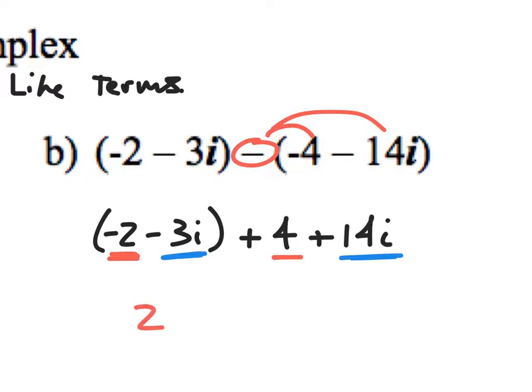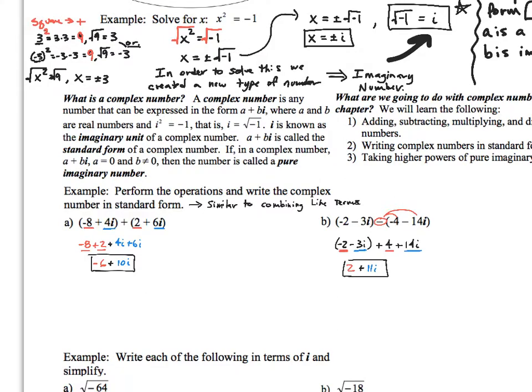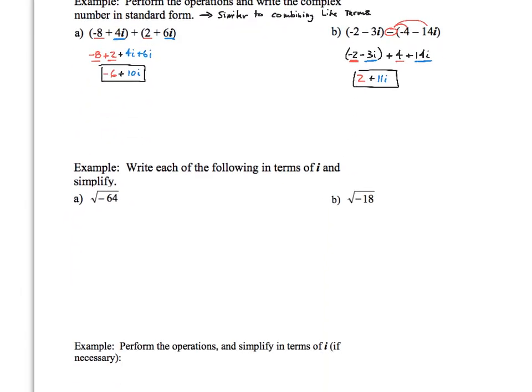If I take negative 3i plus 14i, that's going to give me plus 11i. And that's it. We just have to be aware of our signs, just as if we were combining like terms on any other type of problem.